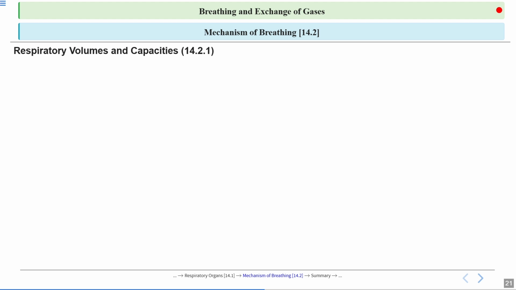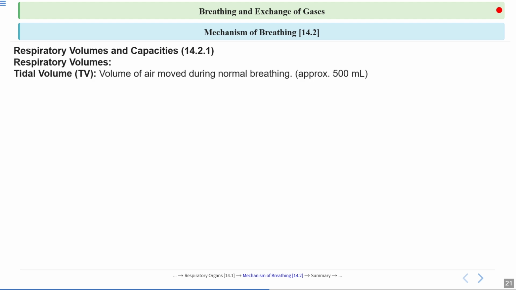Okay, let's discuss the respiratory volumes and the capacities. Again, this is very important. A lot of questions come from this topic. Now, what is tidal volume? Tidal volume is the volume of air moved during normal breathing, which is approximately 500 ml.